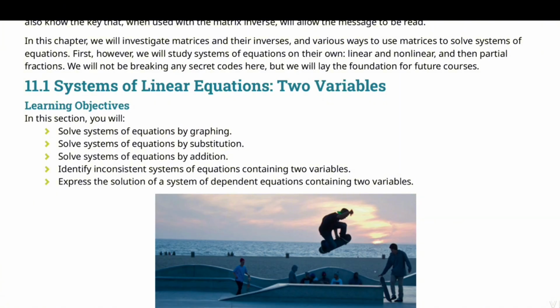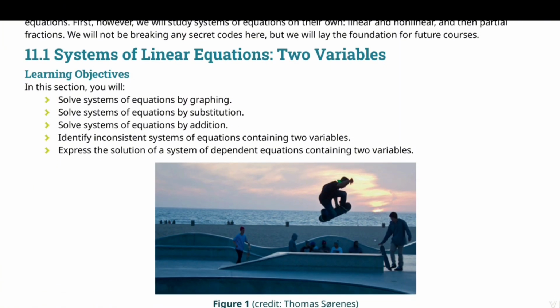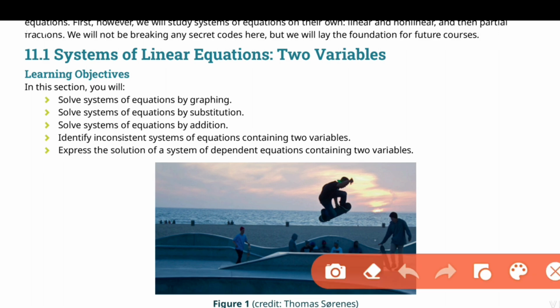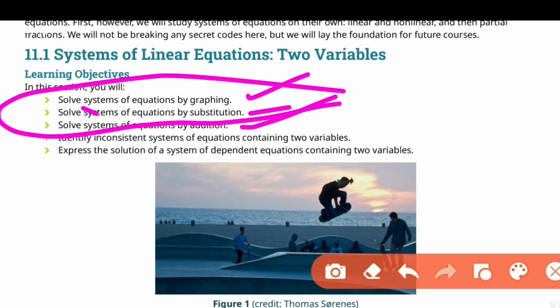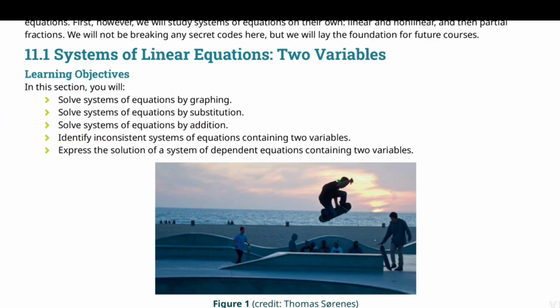Okay, let me start with systems of linear equations in two variables. In this video, we're going to learn about solving systems of equations by graphing, by substitution, and by addition. We mainly consider these things in this video.